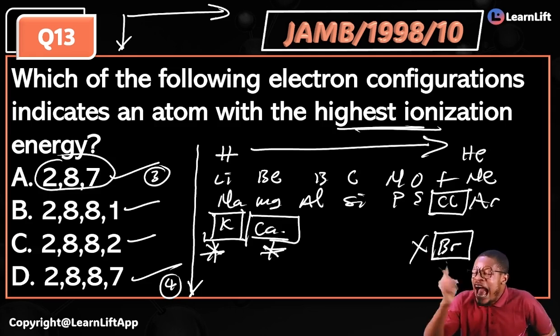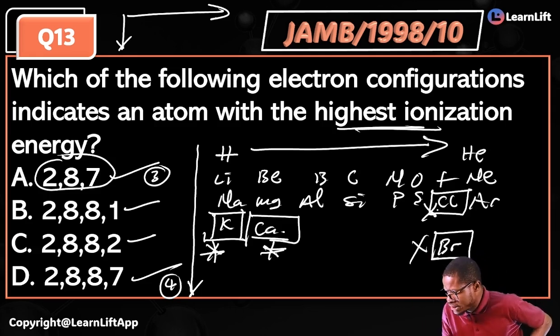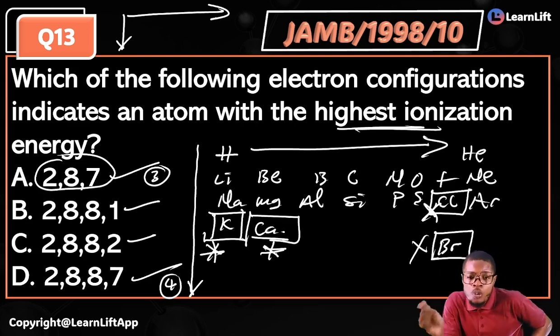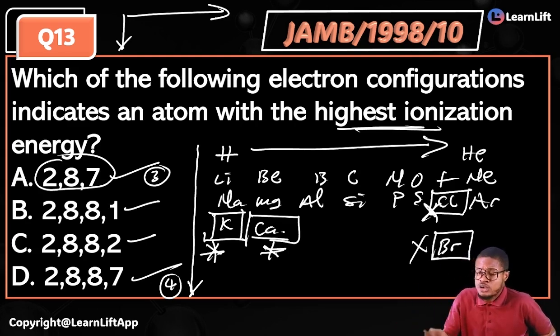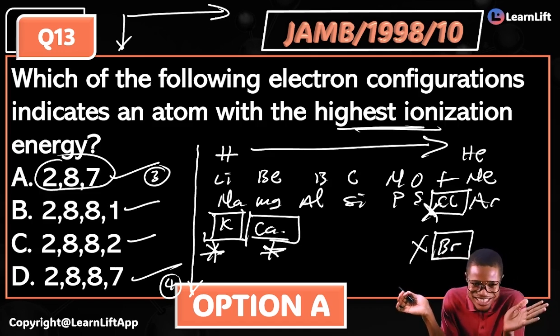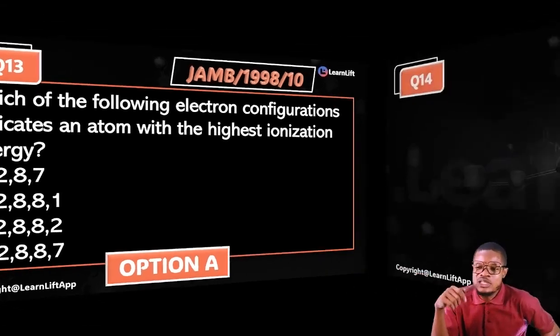The overall highest will be for chlorine. So chlorine is 2,8,7. That's the answer. Which of them has the highest ionization energy? It is 2,8,7. Option A is the correct answer. Very simple, easy and direct. Beautiful. Answer this question for us.